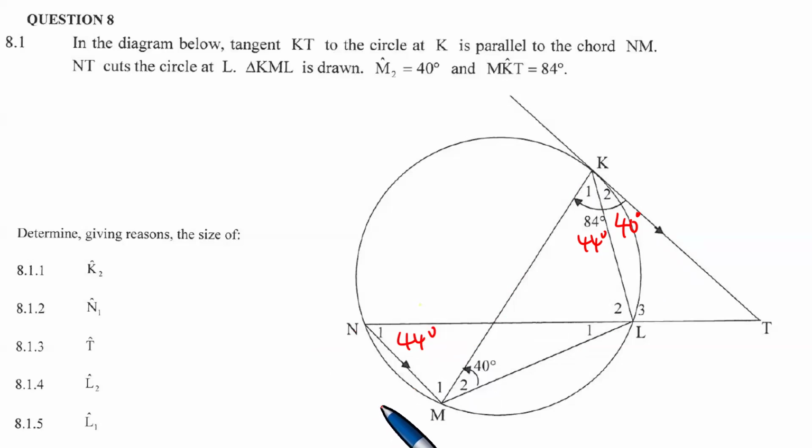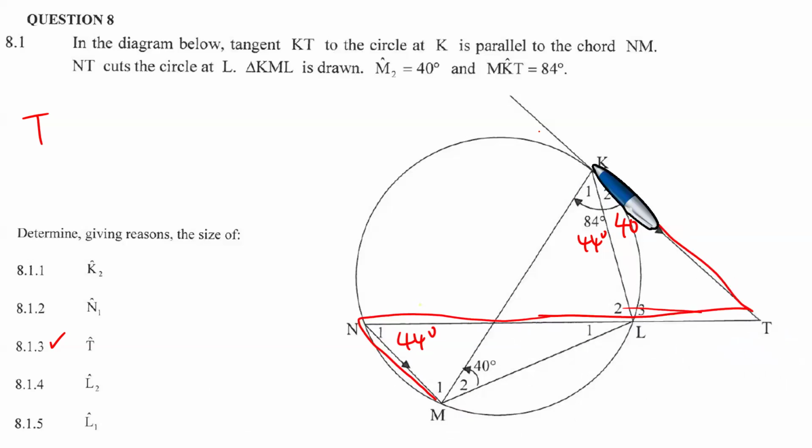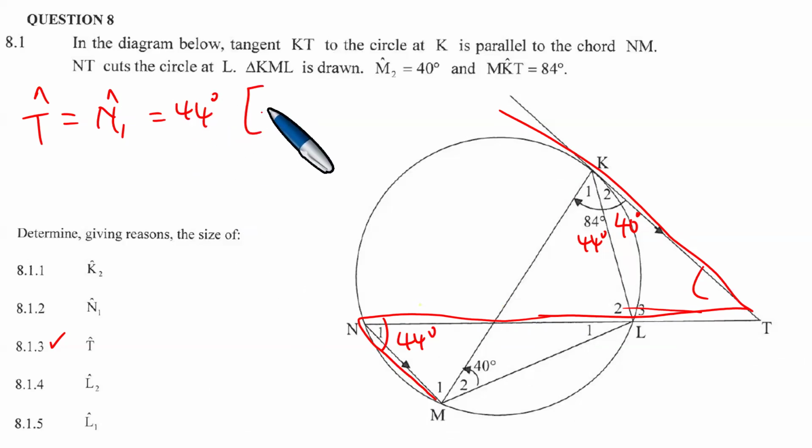Alternate angles, because N and K are parallel. Well done. Now that is smart, but that was quick. I was shocked that Tsenelo just gave me the answer while I was still writing 44. I agree with you, Tsenelo, because this one is going there and this one is doing this, a Z shape. So the angle T is equal to this angle N1, and therefore it is equal to 44 degrees. And these are alternate angles.